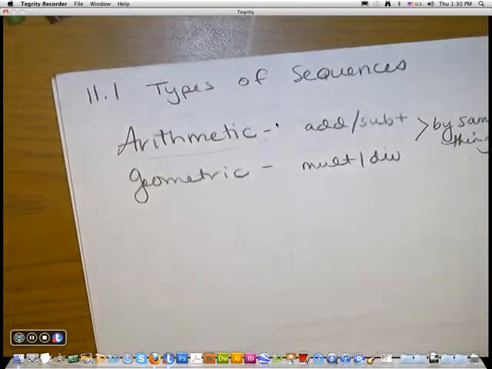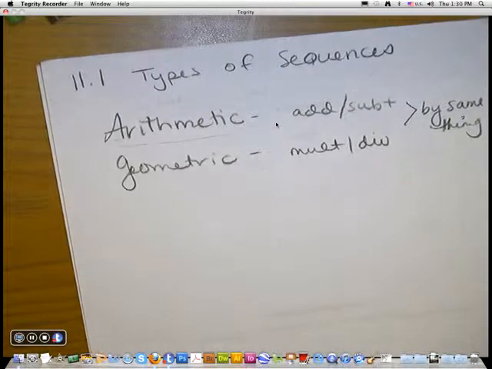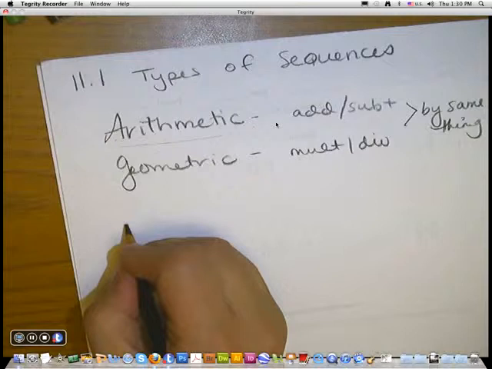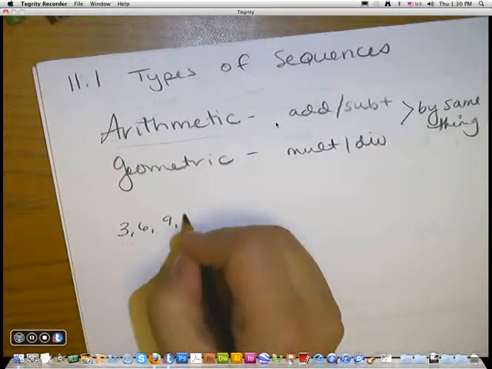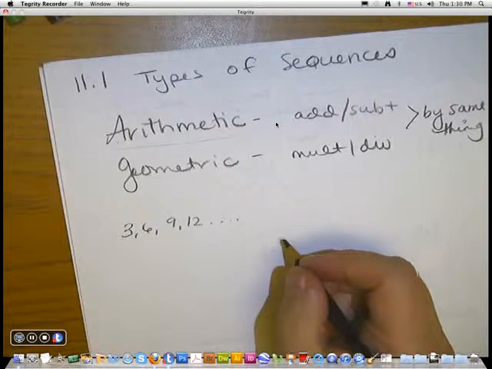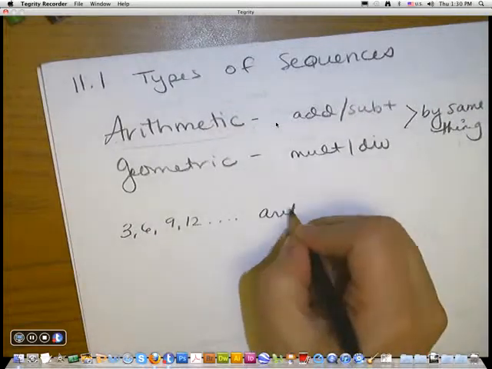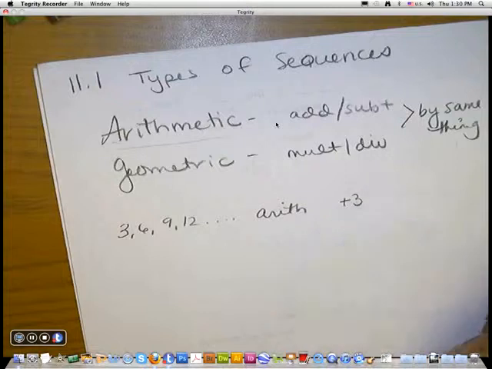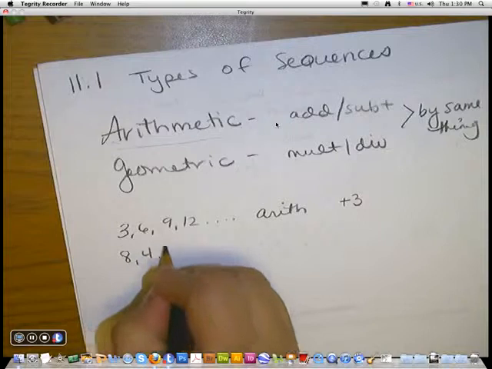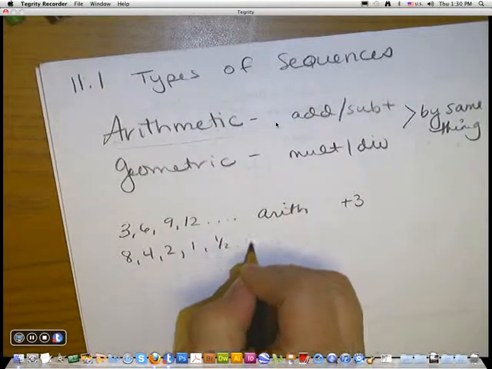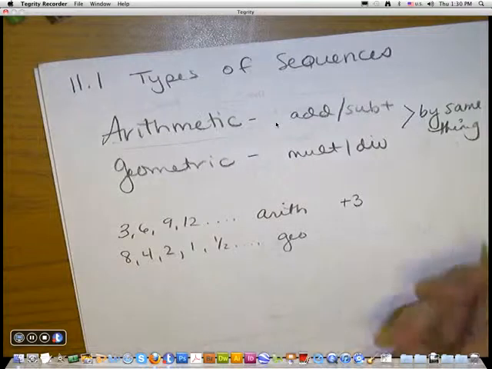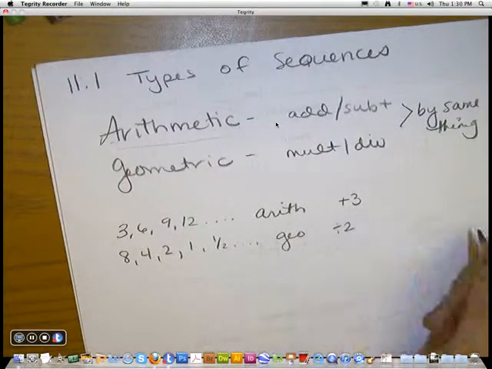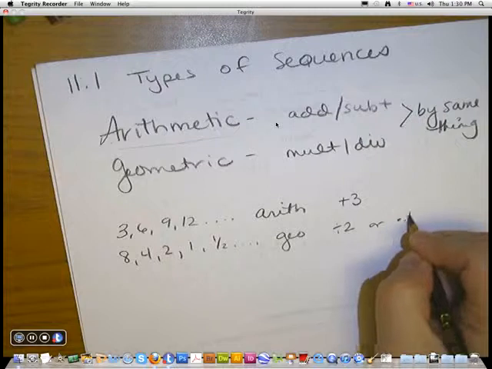So what you're going to do on your first assignment is just find the pattern. You're going to decide, does it add or subtract by something? So if I said 3, 6, 9, 12, you should be able to say, okay, it is arithmetic because it adds 3 every time. So if I had 8, 4, 2, 1, 1/2, you would go, okay, it's geometric because it divides by 2 each time, or it multiplies by 1/2.